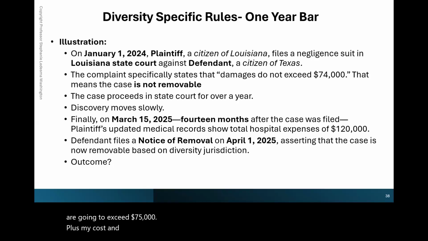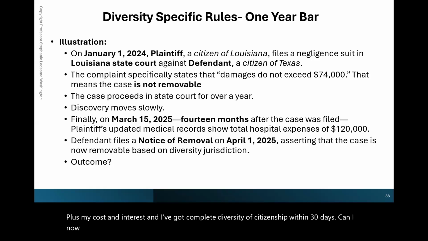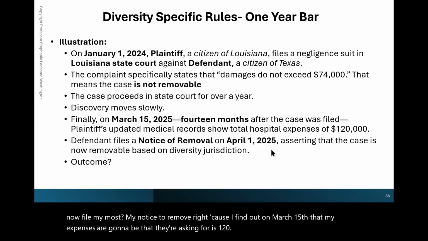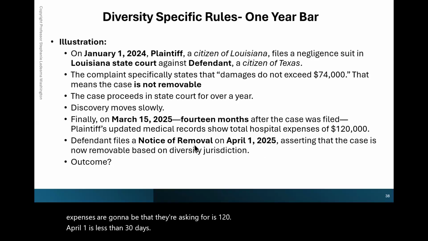And I've got complete diversity of citizenship. Within 30 days, can I now file my notice to remove, right? Because I find out on March 15th that the expenses they're asking for are $120,000. April 1 is less than 30 days. I'm going to file my notice of removal. What happens?